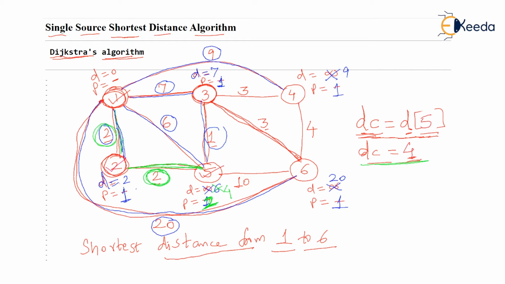It is 1, but you add 4 to it because DC is 4. So the total distance is 5. Now, what is this 5 exactly? Distance between 5 to 3 is not 5. I agree. It is just 1. But distance of 3 up to 1 is 5.